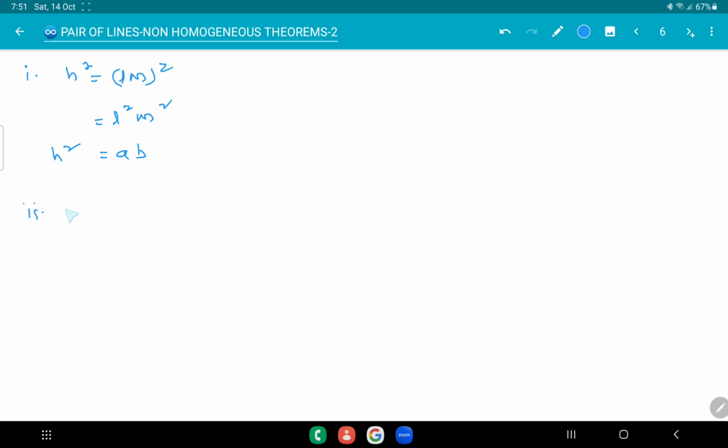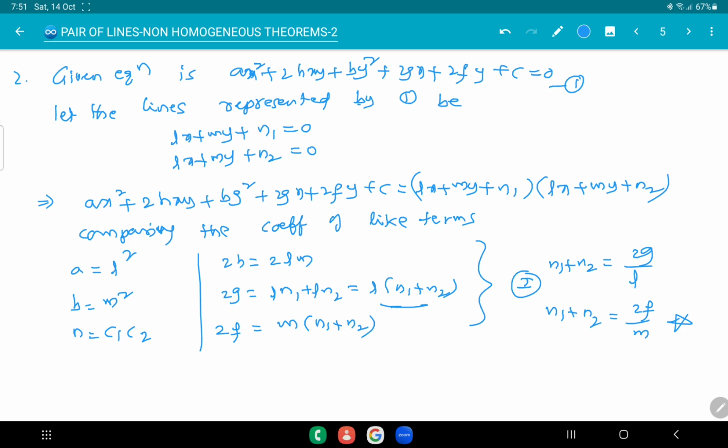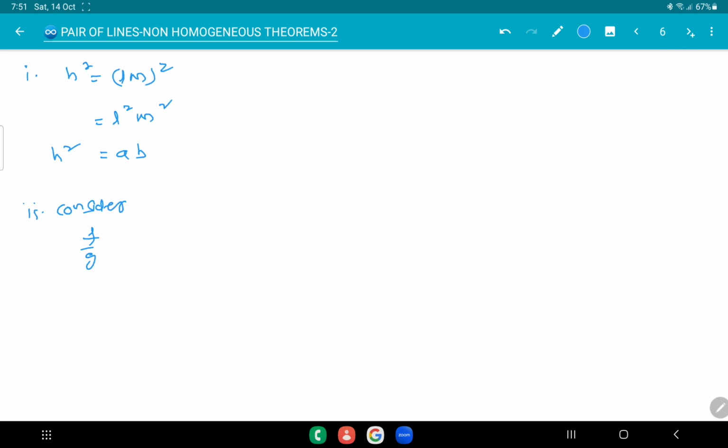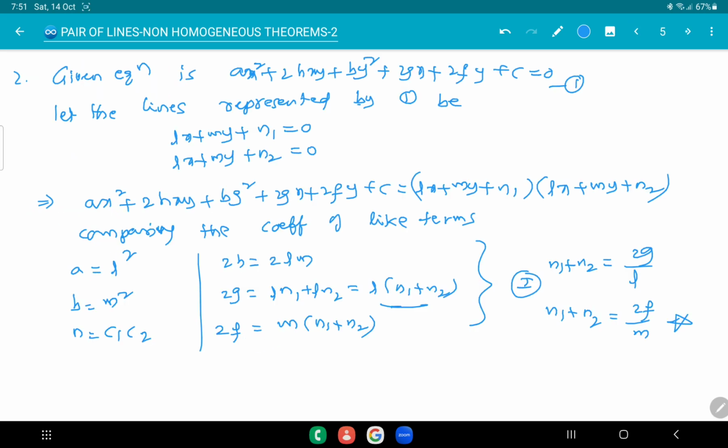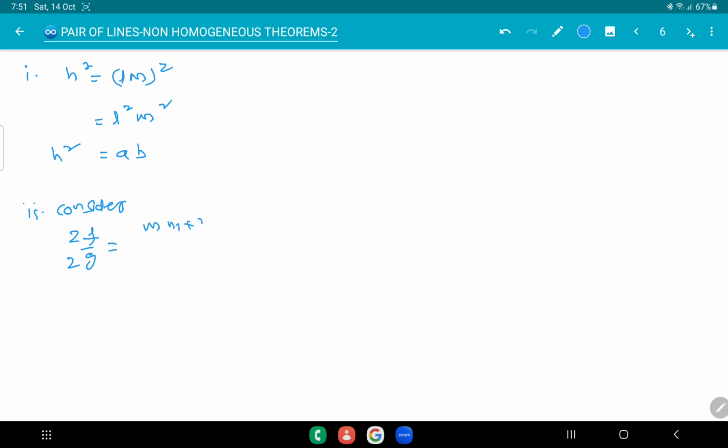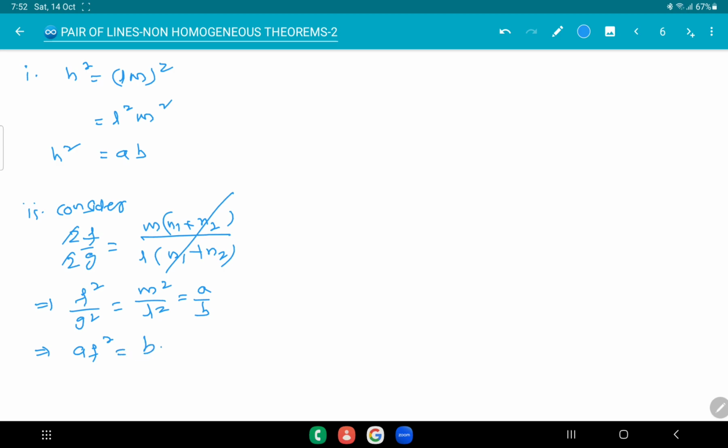Second one is af square is equal to bg square. We need to consider f by g. We can consider 2f by 2g also. What is 2f? 2f is m of n1 plus n2. This is equal to l of n1 plus n2. 2g's cancel. Squaring on both sides, f square by g square is equal to m square by l square. Cross multiplication and replacing l square is a, right? This is nothing but a by b, so af square is equal to bg square.